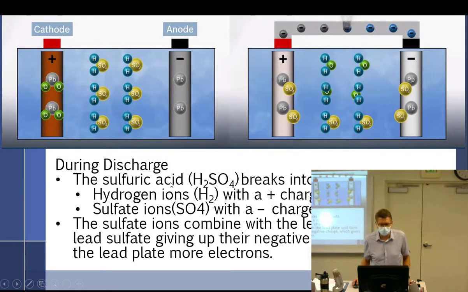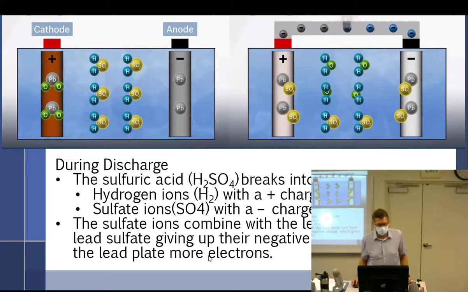During discharge, sulfuric acid, which is important, breaks into two parts, the hydrogen ions and the sulfate ions. Sulfate ions combine with the lead plate and form lead sulfate, giving up their negative charge, which gives the lead plate more electrons. So is the lead dioxide basically just a rusty piece of lead? Yeah, I was going to say.